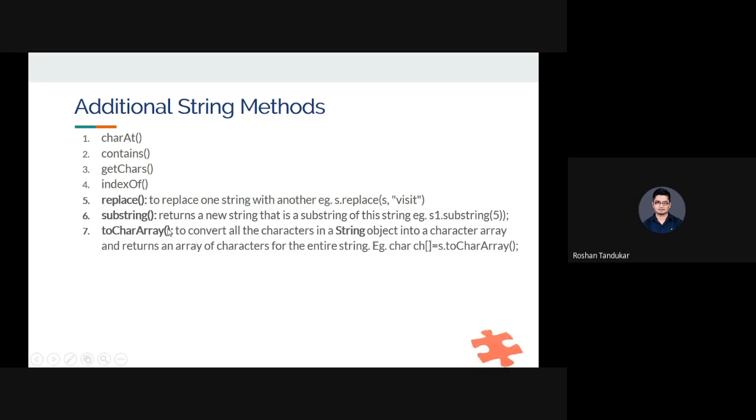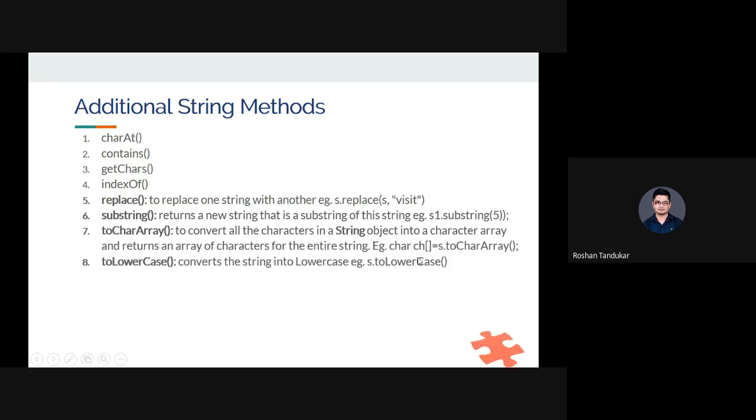Another one is toCharArray. That means you are taking a string, and to convert all those characters in a string object, you have to use toCharArray. Here is the given example, char ch equal to s.toCharArray. It will first create ch as a character array, and s.toCharArray will convert the whole string to a character array, and it will store it in ch like that.